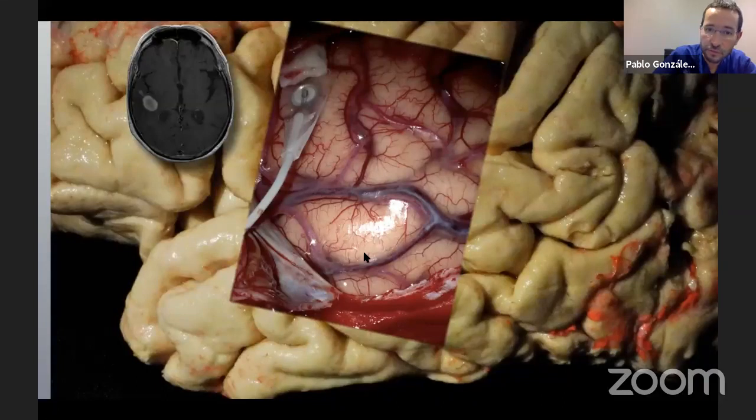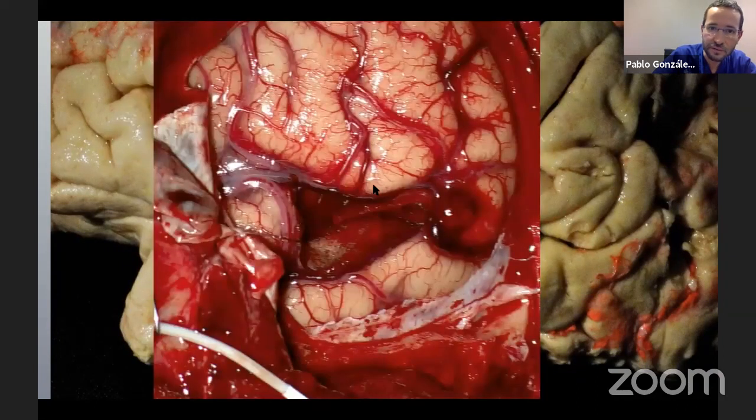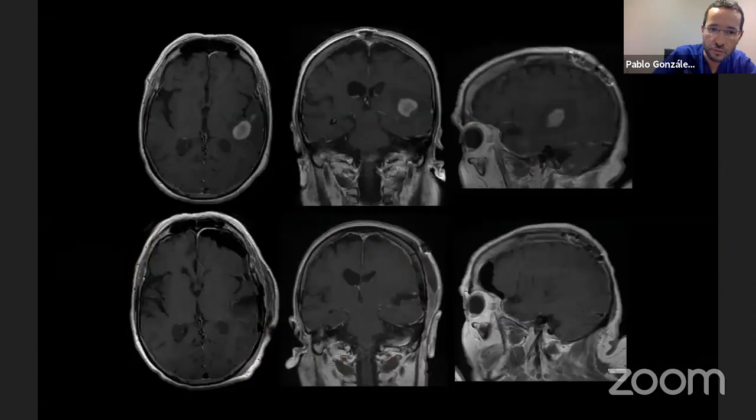So without navigation, we can identify the lateral projection of this tumor. So we can do an anatomical resection through that area, and we can even reach this posterior part of the tumor without the need of navigation, which is very helpful, but always keep in mind these anatomical tips.